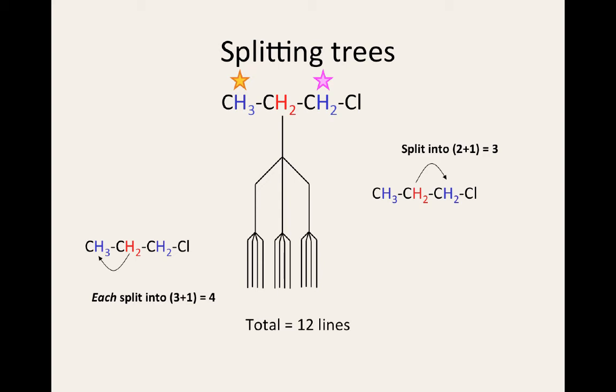Note that it doesn't matter which of the two splittings you consider first, you should get the same answer either way round. This is what the signal for this CH2 group will look like in the spectrum. The heights of the lines are according to Pascal's triangle.